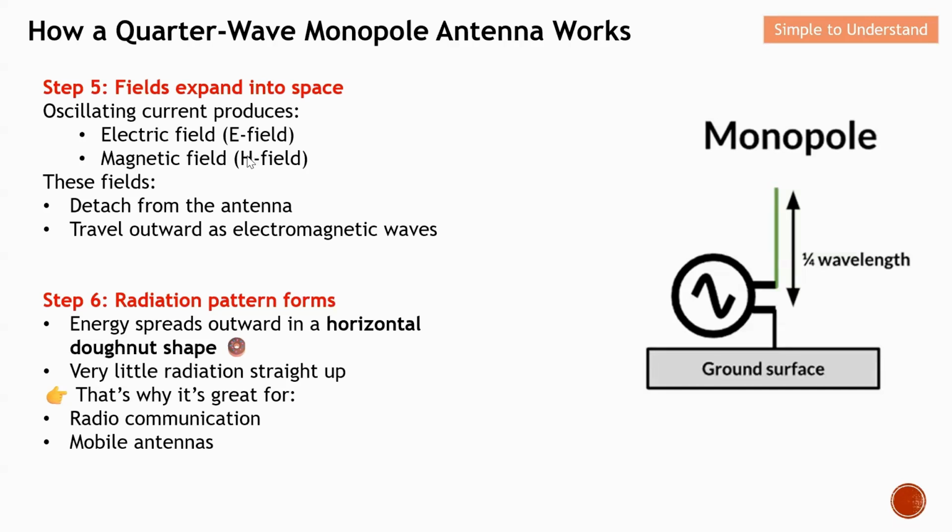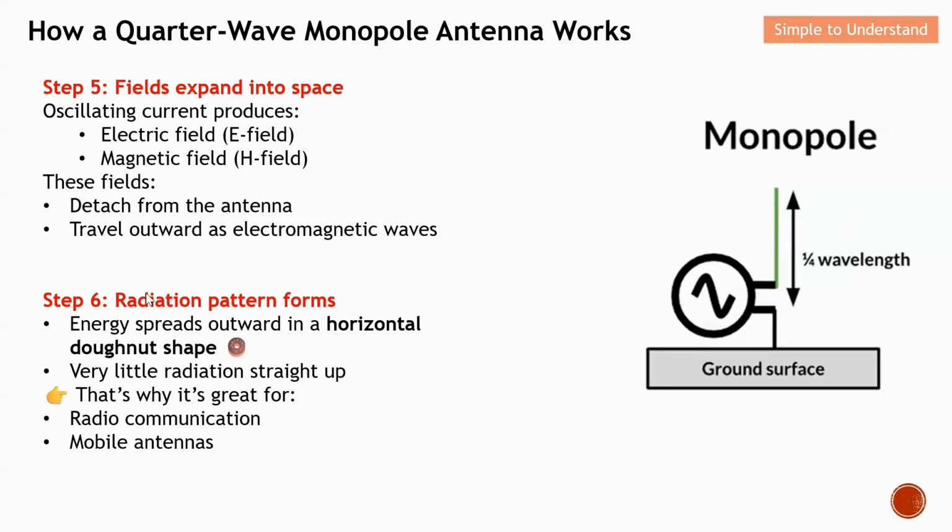Coming to my 5th and 6th steps. Step number 5, the field expands into space, which means that this antenna releases the electromagnetic wave into the air. With oscillating current, they produce both the E field and also the H field. After that, this field, which is the E field and H field, detaches from the antenna. They basically travel outward as an electromagnetic wave. Imagine this, they release the wave in a circular fashion. It becomes bigger and bigger. So this is how they release them into the air.